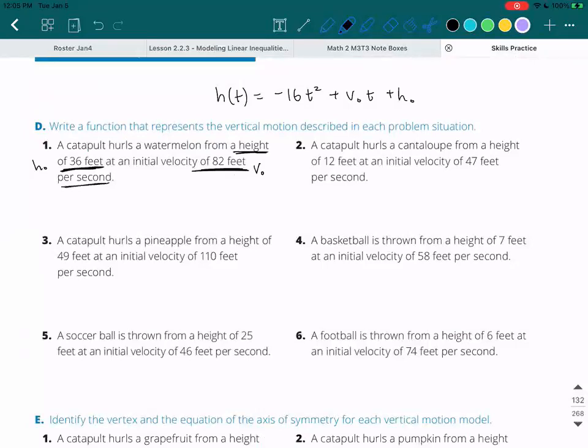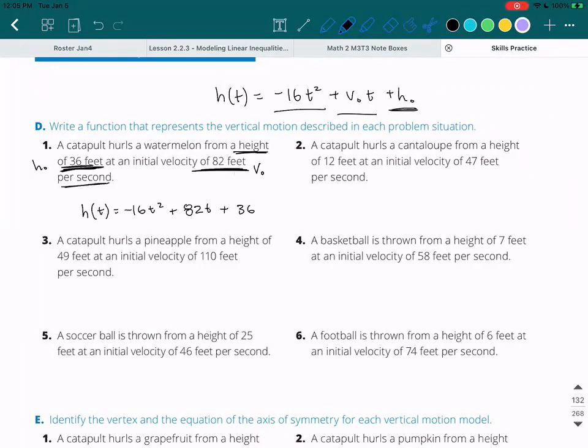So when you put it together, I think you guys are going to like how straightforward this one is. H of t is equal to, we have our negative 16t squared plus v naught times t. So the initial velocity is 82. So it's plus 82t. And then you finally have plus h naught. So that's plus your initial height. Our initial height was 36. So it's negative 16t squared plus 82t plus 36.